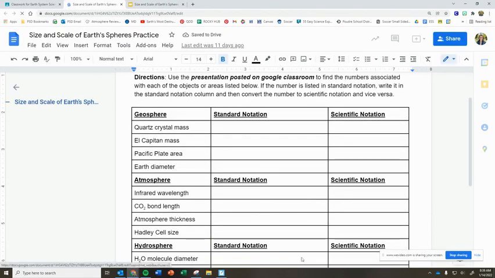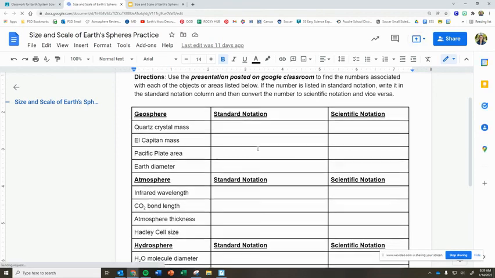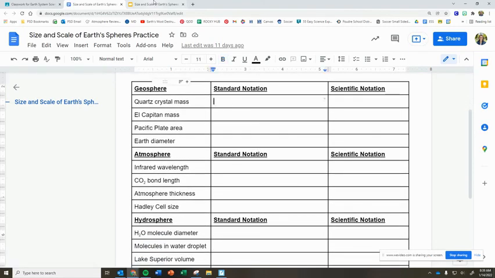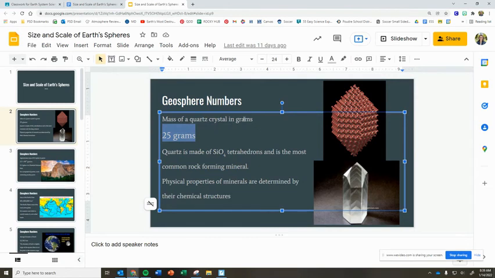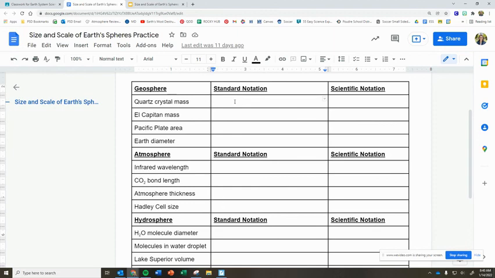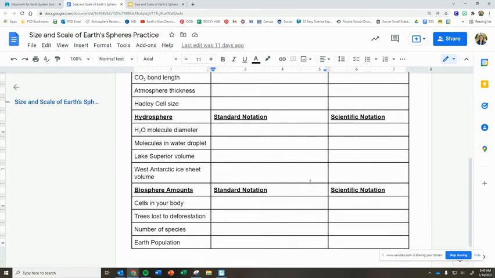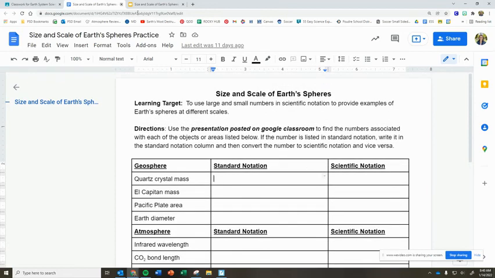Okay, so this is an assignment that's up in the basket, and you're just going to go through. For this one, quartz crystal, that's obviously in standard. So you're going to write that in standard, and then you're going to convert it to scientific, and vice versa, depending on how the number is written. Okay, so that's your practice sheet for today.